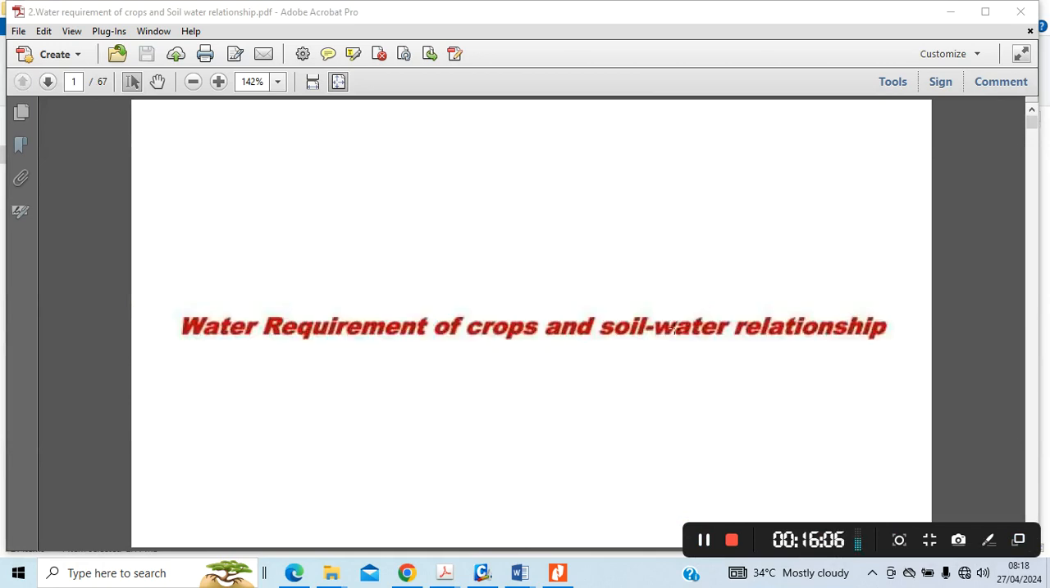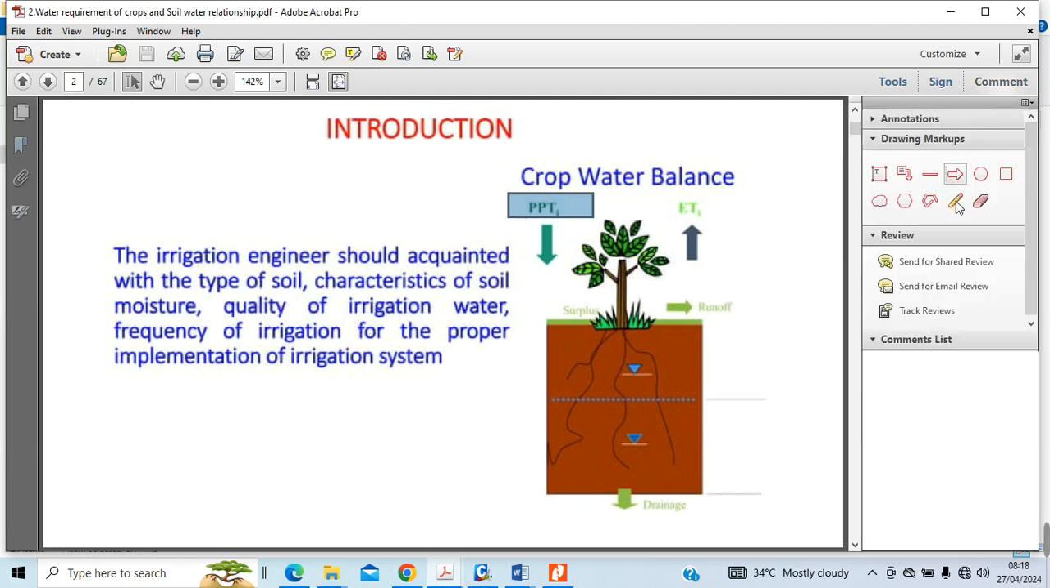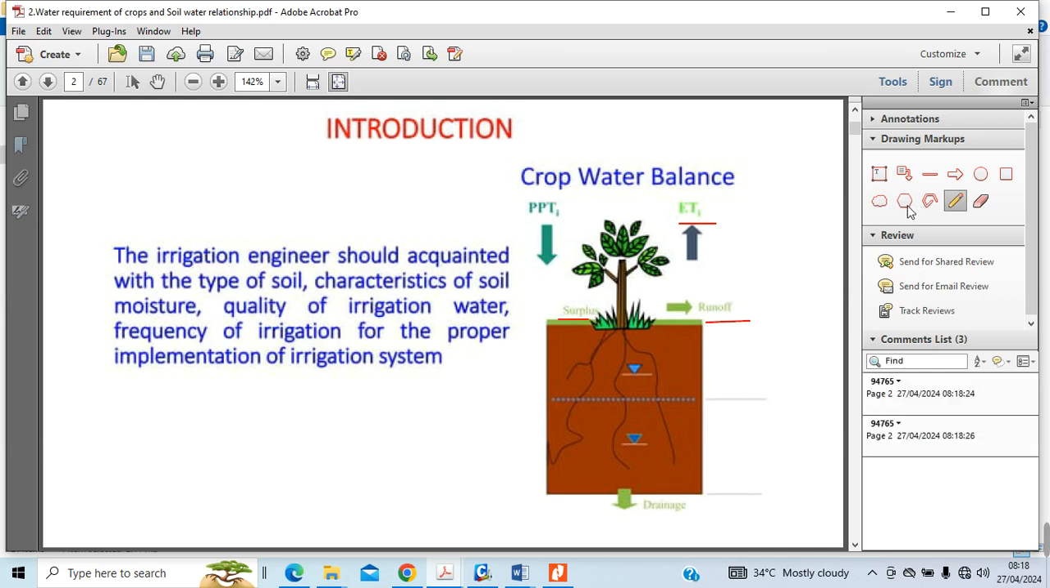Then another one, water requirement of crops and soil-water relationship. This is the introduction. The water balance: precipitation, PPT means precipitation, evapotranspiration, runoff, surplus. Okay. The irrigation engineer should be acquainted with the type of soil, characteristics of soil, measure and quality of irrigation water, and frequency of irrigation for proper implementation of the irrigation system.